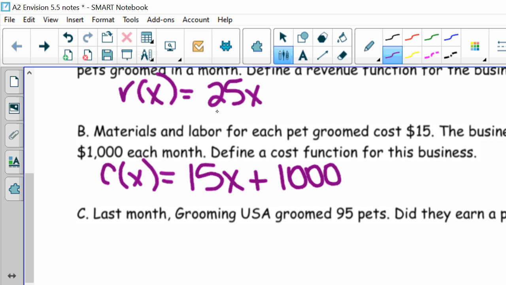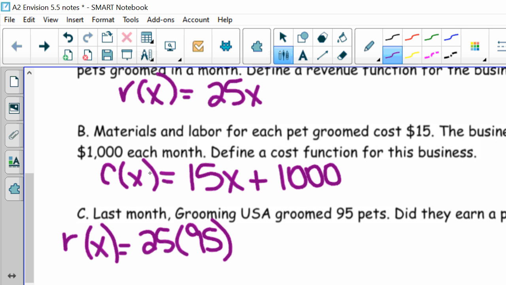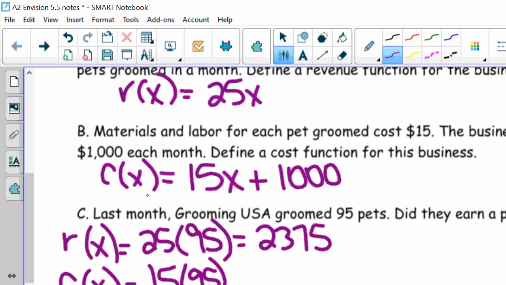Then it says, last month, Grooming USA groomed 95 pets. Did they earn a profit? Well, we can see what their revenue was. We're going to take R of x, the revenue, 25 times x, and plug 95 in for x because that's how many pets they groomed. So we would get a revenue of $2,375. We can check their cost. The cost would be 15 times 95 plus 1,000. When we work all of that out, we get $2,425.